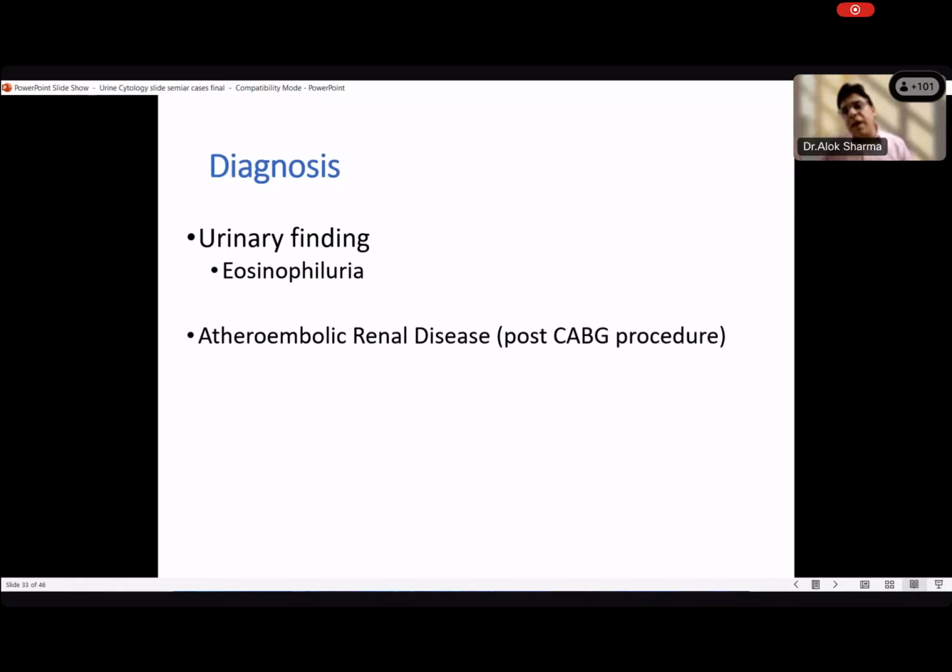So it's a beautiful thing, right? The procedure has happened somewhere else, CABG, but you're suffering in the kidney, and you are supposed to make a diagnosis based on the urinary finding, and if at all a biopsy is required, there you can pick up the finding. Okay? So this is atheroembolic renal disease post CABG procedure. Always remember this. So the very important clinical utility of a clinical bedside urine examination is in this particular case.